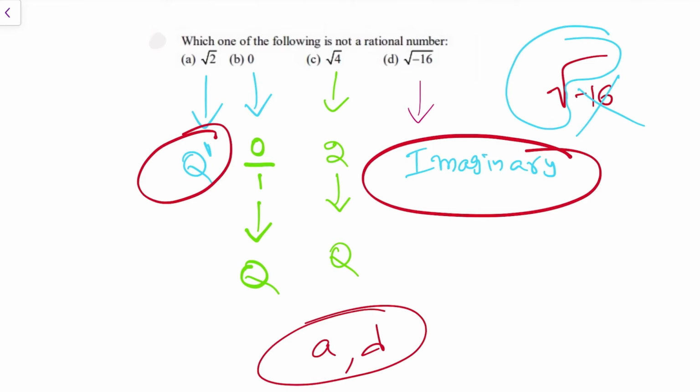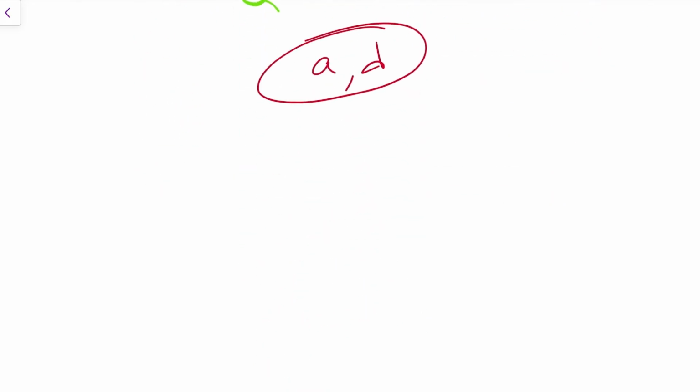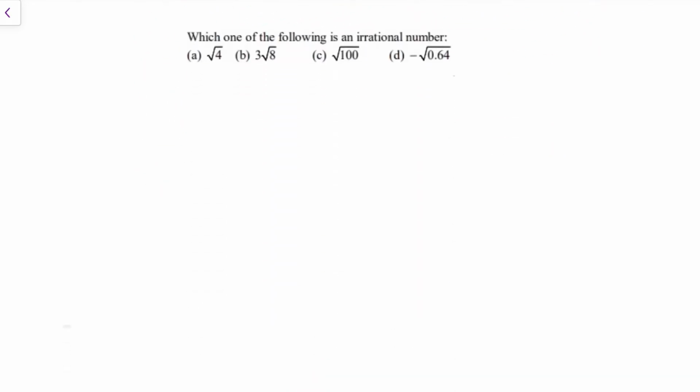Of course, if they mention particularly a multi-correct choice question, then only this kind of question they will give, otherwise they won't give. So simply they will remove one option from that. Don't worry about it. Next, which one of the following is an irrational number? So let us check here.